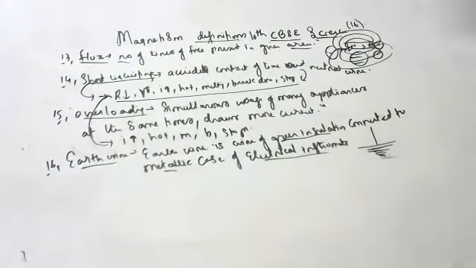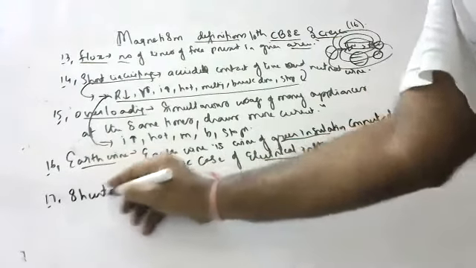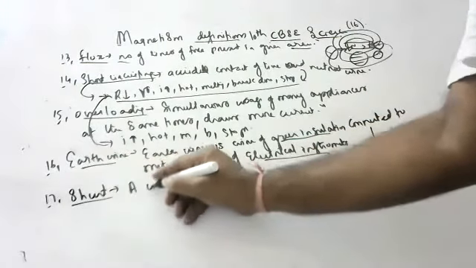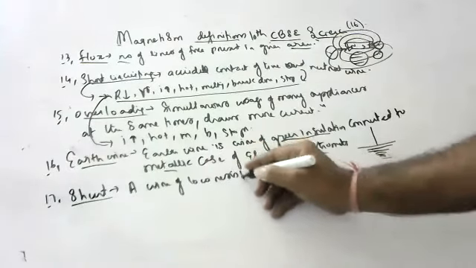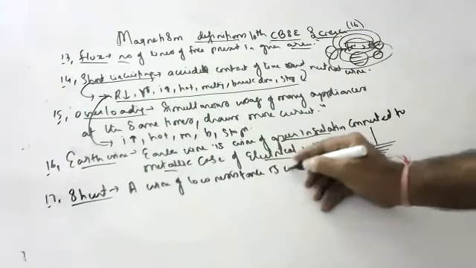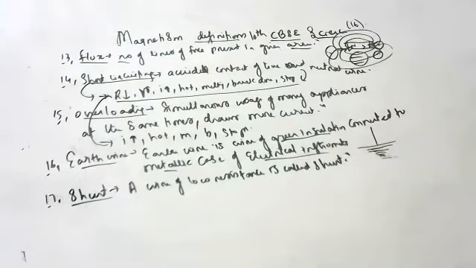Normally they don't ask, but if they ask, what is shunt? If they ask, you write. A wire of low resistance is called shunt. Okay, children? If they ask you, write this definition.